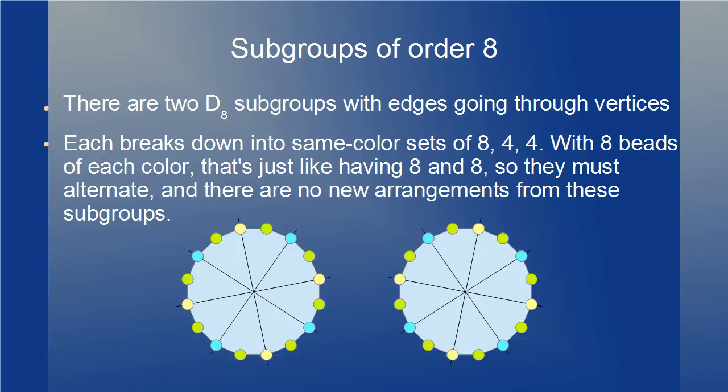Now for the final two subgroups of order 8, dihedral subgroups of D16 with flips that go through vertices. It defines a set of 8 beads shown in yellow, which must be the same color, and 2 sets of 4 beads shown in white and blue that must be the same color. We have 8 beads of each color, so this means the 2 sets of 4 must be the same color, and we have the same situation as 2 sets of 8. Sets alternate, and with only 2 possibilities, they're the same 2 arrangements as found in the parent subgroup right above them. So there's no new bracelet here.